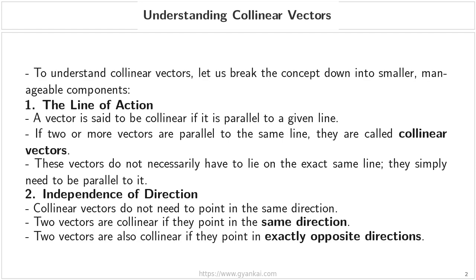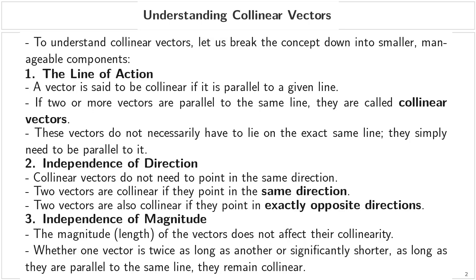Second, let's discuss the independence of direction. This is a point where many students get tripped up. Collinear vectors do not need to point in the same direction. You can have two vectors that are collinear because they point in the exact same direction, but they are also considered collinear if they point in exactly opposite directions. As long as they follow that same parallel path, the direction doesn't break the collinearity.